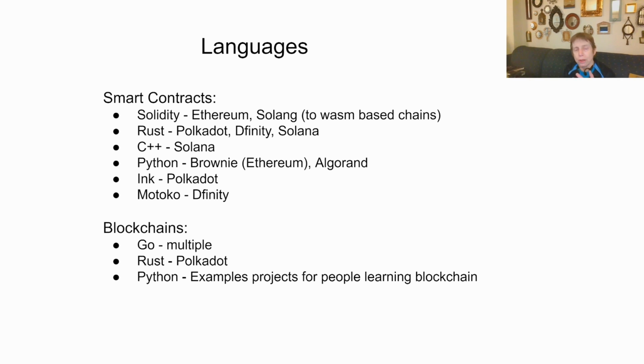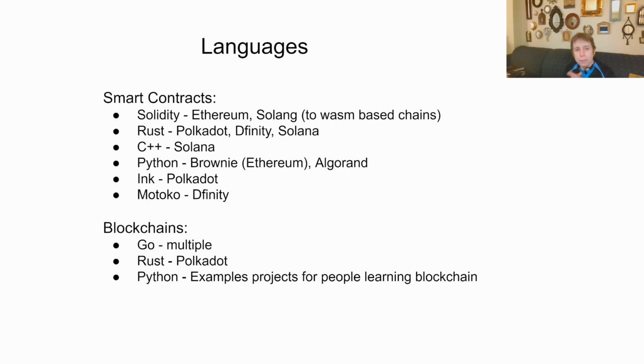You can also use Solang to convert it for WASM-based chains like Polkadot. Rust is the Polkadot language. It also can be used as an option for Dfinity, and it's also the language for Solana, one of the two. The other option, of course, is C++, which I have next.